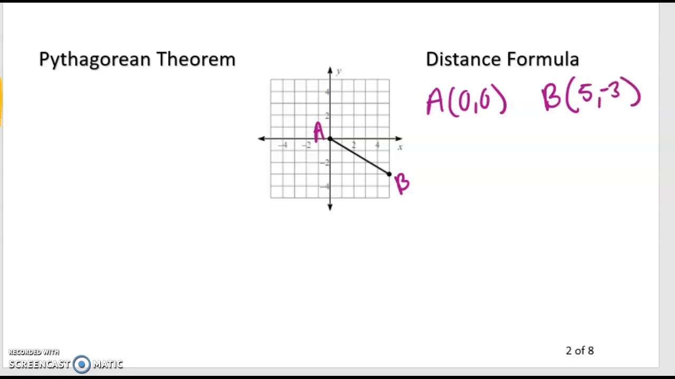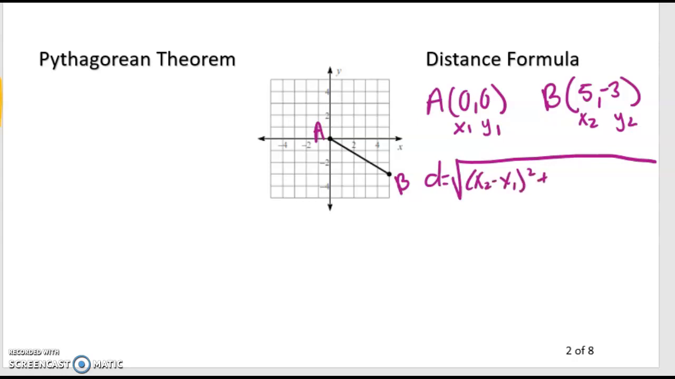Okay, and from there, you identify one of the points to be x1, y1, and one to be x2, y2. It doesn't actually matter which one you choose is x1, y1, which one's x2, y2. But just pick which one you want to use and stick with it the whole time. The distance formula is the square root of x2 minus x1 squared plus y2 minus y1 squared. Okay, and from here we're just substituting those values in.